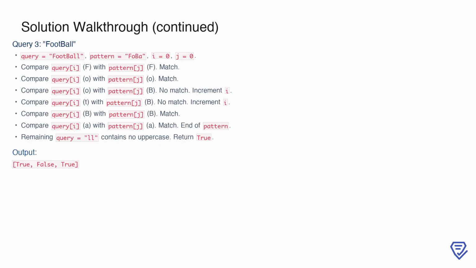Starting with the first characters, F matches F, and o matches o, so we increment both indices. However, the next o in the query does not match B in the pattern, so we skip it by advancing the query index. The same happens with t, which is also skipped. When we reach B in the query, it matches B in the pattern, and a matches a, completing our traversal of the pattern. At this point, the remaining part of the query, ll, contains no uppercase letters, so this query is a match, and we return true. Combining the results for all three queries, the output is true, false, true.